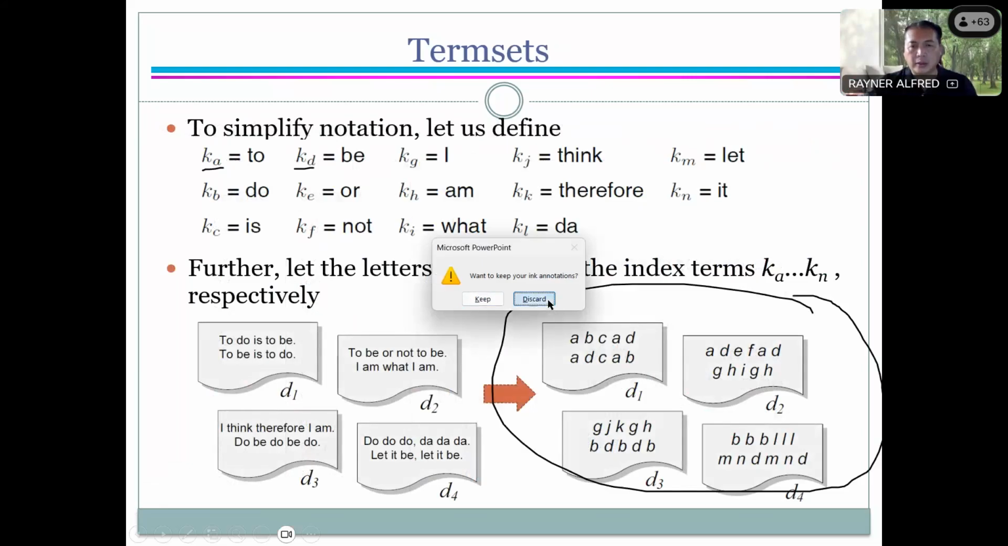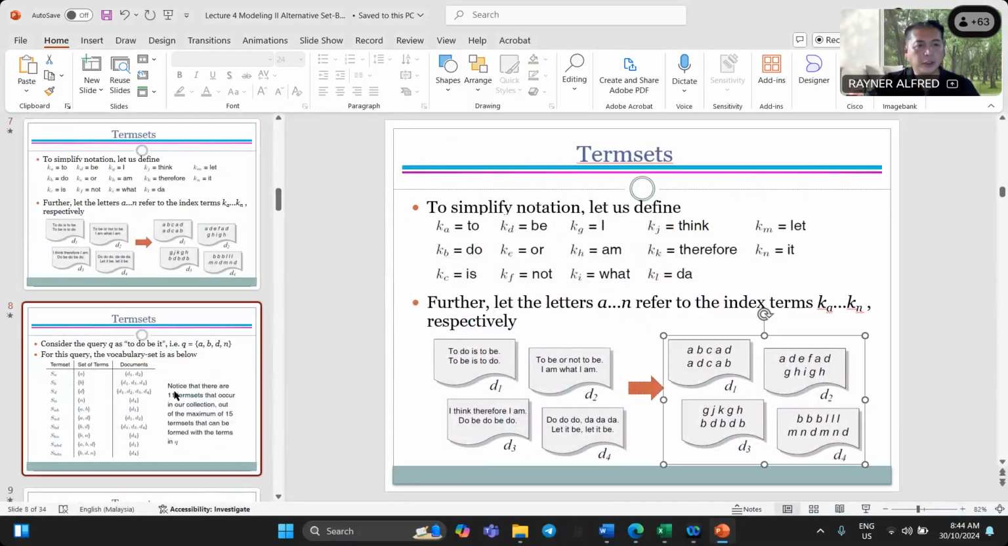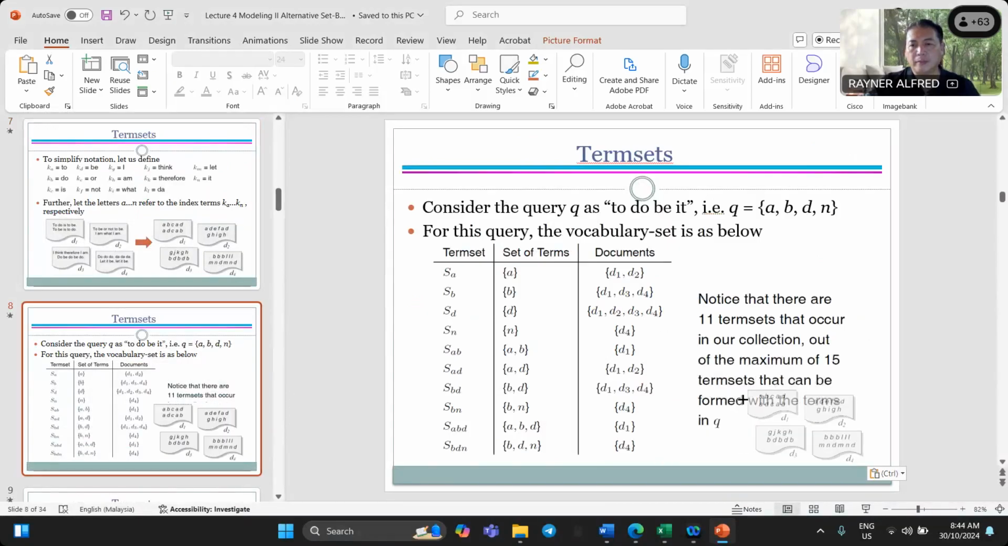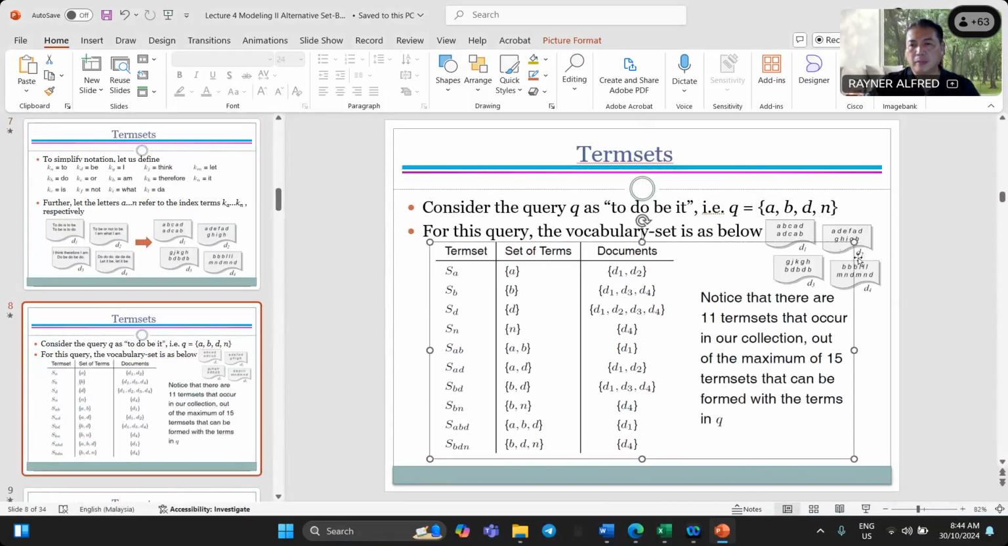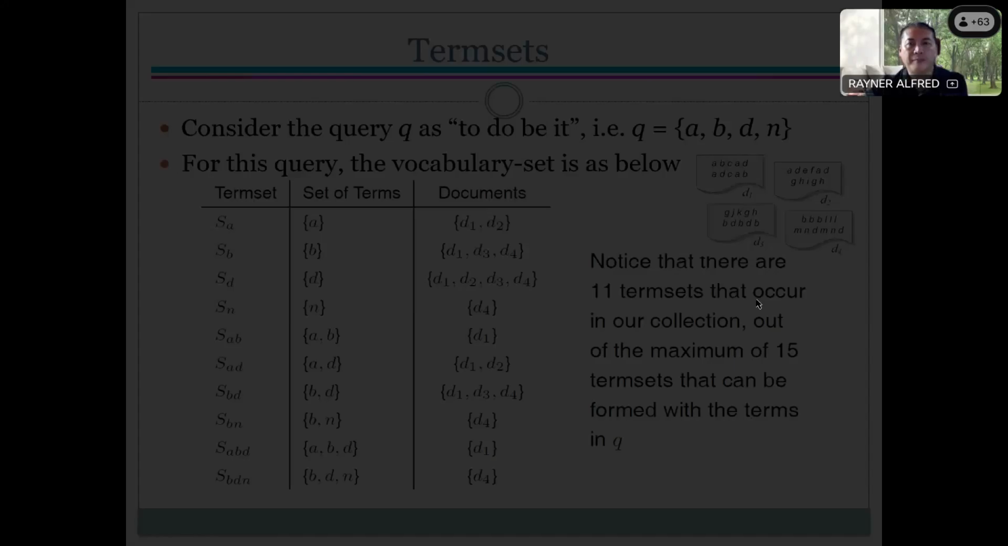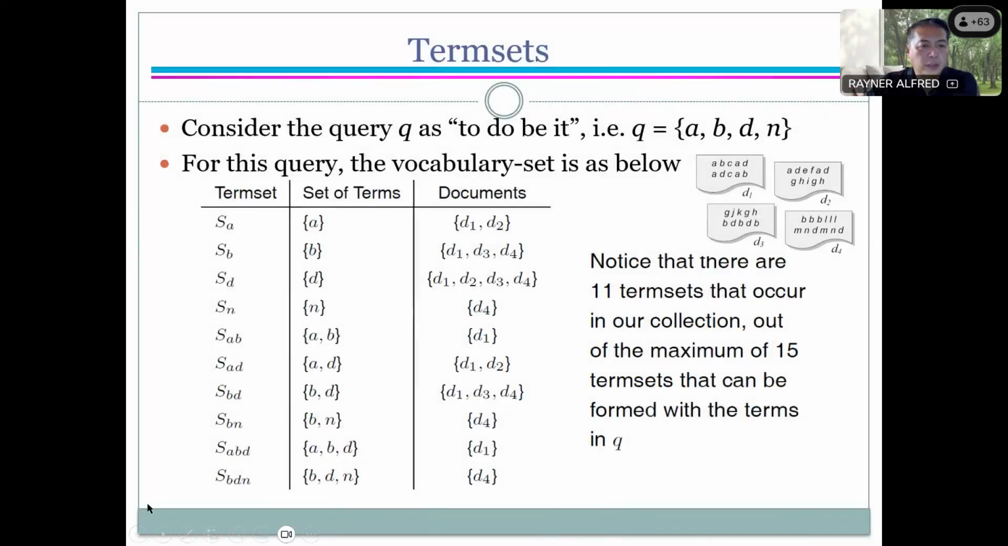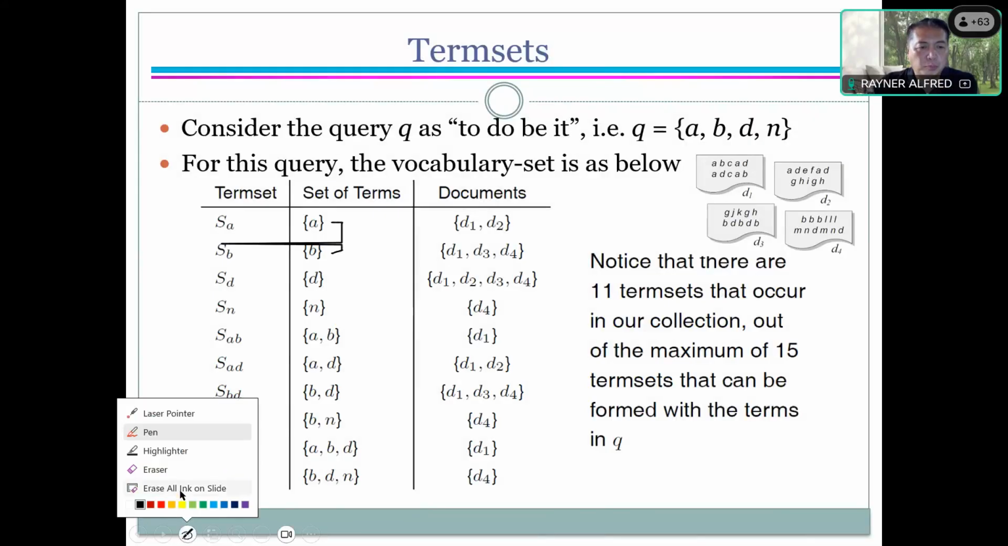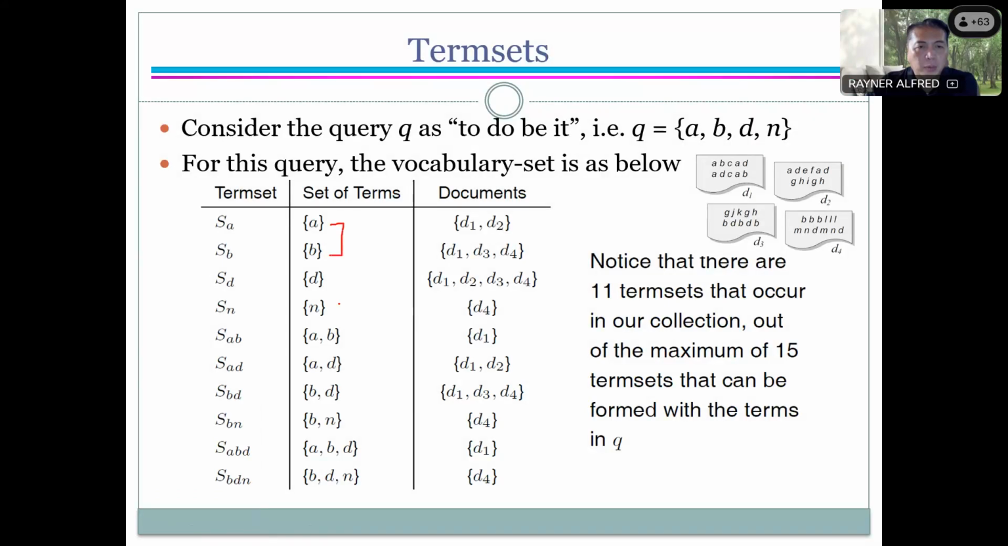Let me bring this to the next page. Okay, so for AN we do not have it. So first we work with single terms and then double. So AB we have, and AD we have, but we do not have AN, right? Because we do not have AN here.